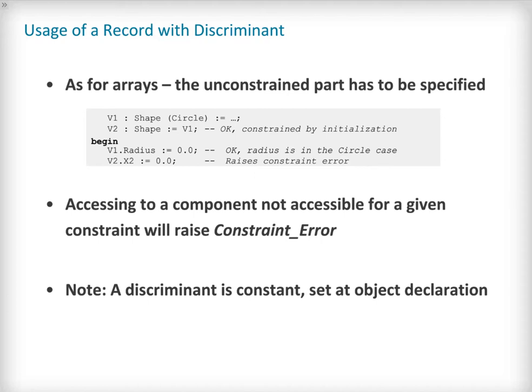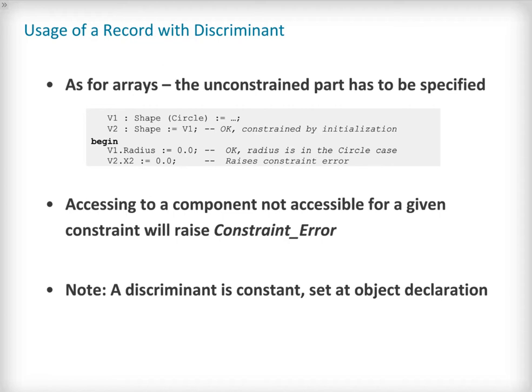Once this is done, the compiler will add checks to make sure that I'm only accessing components that are valid. v1 being a circle, I can access radius and modify it. However, x2 is not available for circles, it's only available for lines. So if I try to access x2 of v2, I will get a constraint error. As a matter of fact, the compiler will not even generate the memory to retrieve this component. So in this example, there is no x2 at all in the instance v2, and the compiler checks that I'm not trying to access something that does not exist.